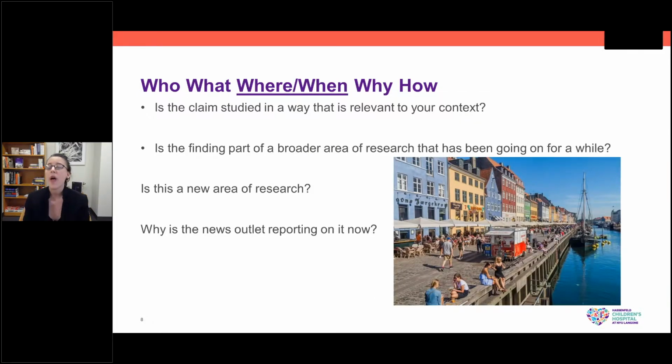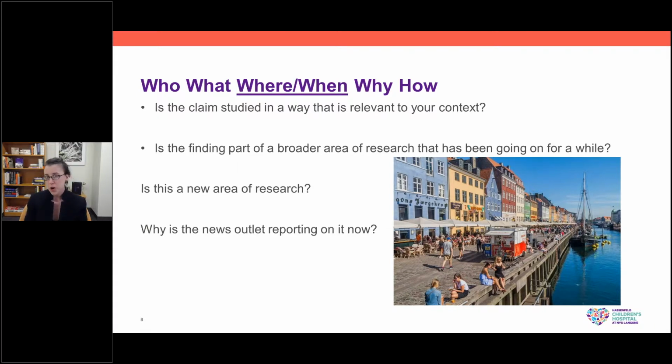Next is where and when. This is really about the context. So there's a couple of things to keep in mind here. One is this concept of generalizability. We would love to think that something that is true in a research study in one place must generalize or be true in a research study somewhere else. But we know that's not true.